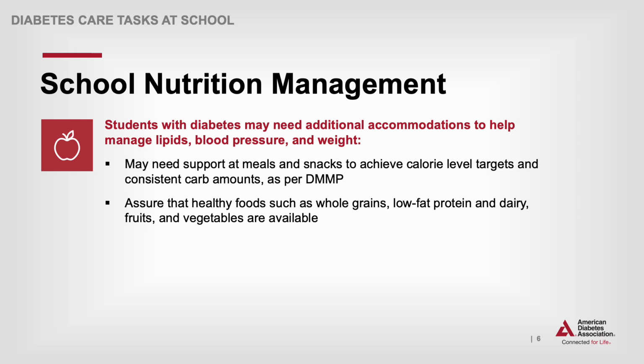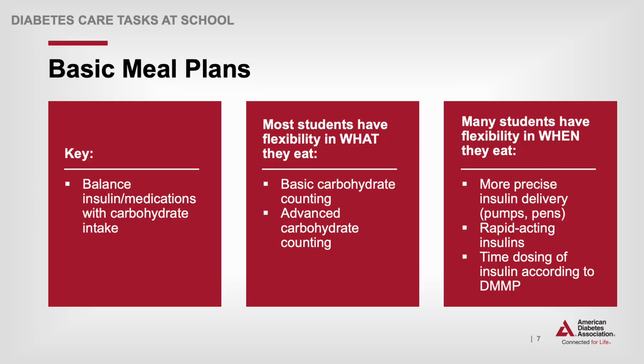Assuring that healthy foods such as whole grains, low-fat protein and dairy, fruits and vegetables are available is critical to their diabetes management. The management of type 1 diabetes has changed dramatically in the last decade, but the basic idea of balancing insulin or medications with carbohydrate intake has remained the same. More children than ever benefit from the flexibility in meal planning using the exchange or carbohydrate counting methods. These meal planning approaches are used successfully with traditional insulin plans, multiple daily insulin injections, or insulin pumps.